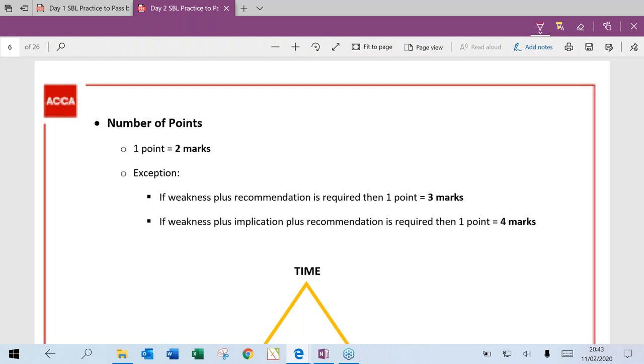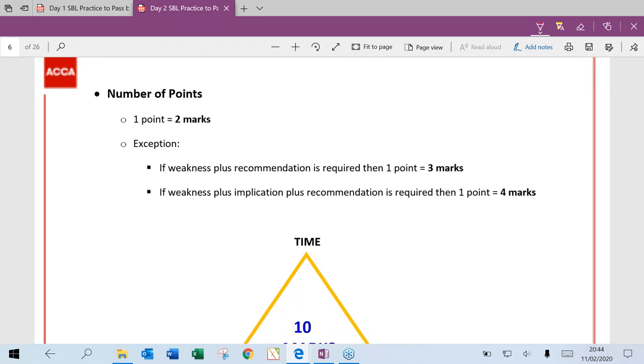1 point carries 2 marks. That's the general rule of thumb. There are certain exceptions. For example, in certain questions, you are first required to identify the weakness and then give a recommendation. In these questions, I would go for 3 marks because we are supposed to identify the weakness and then give a recommendation, so 2 marks is less.